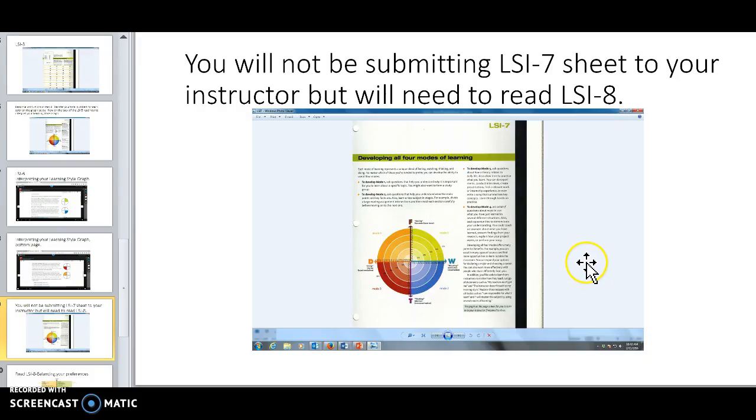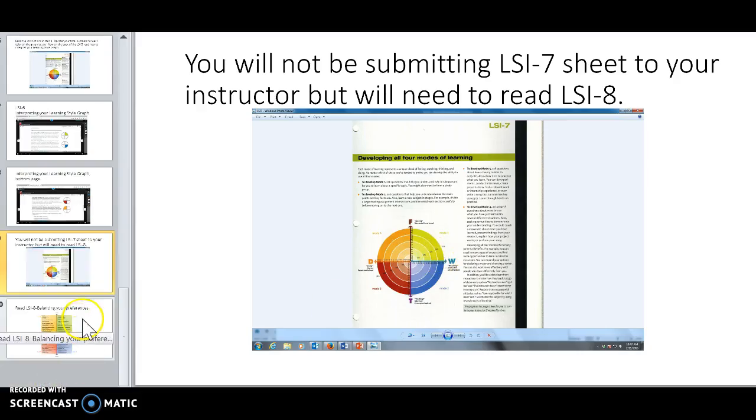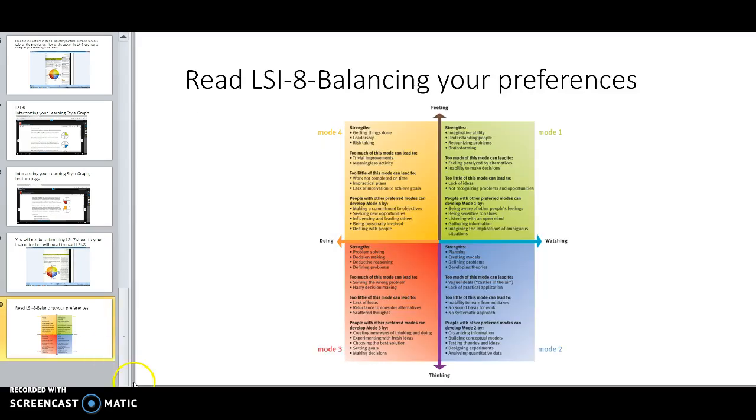Now there's an LSI 7. You will not be submitting this to your reading instructor, to me, okay, but just to let you know. However, on the back of that page, you're going to learn more about your learning and discovering how you learn. So this will be on the back of LSI 7, and it's balancing your preferences. So take a moment to read each mode. So we have mode 1, mode 2, mode 3, and mode 4. It's very similar to our graph, and we just make it a circle, right?